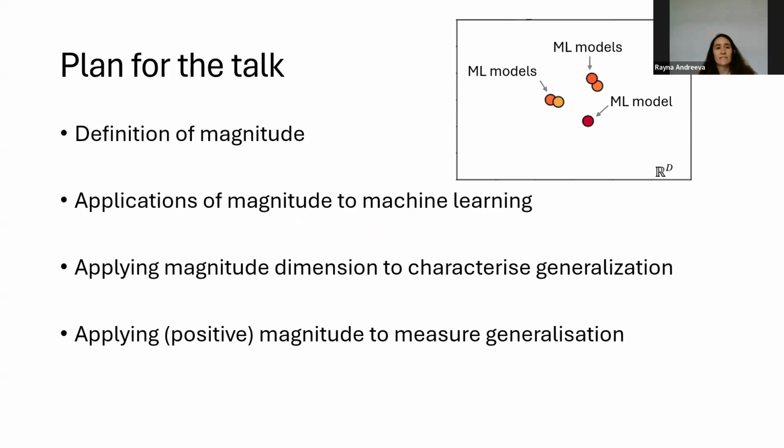The plan for the talk is to start with defining magnitude. Then I will provide an overview of existing applications of magnitude to machine learning. Then I will focus on two applications about quantifying generalization. In the first one, we will be applying magnitude dimension to characterize generalization. And in the second one, we will be applying a quantity called positive magnitude to measure generalization again. If you go back to the first example, in these applications, what we think of as these points are machine learning models, points in a very high dimensional space.